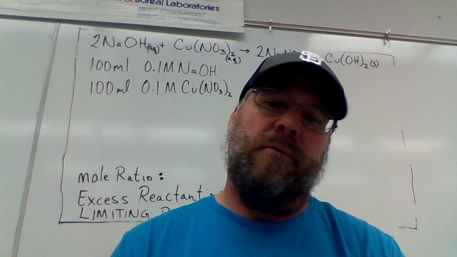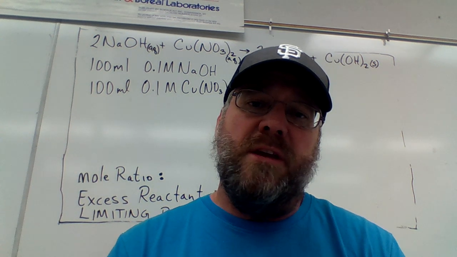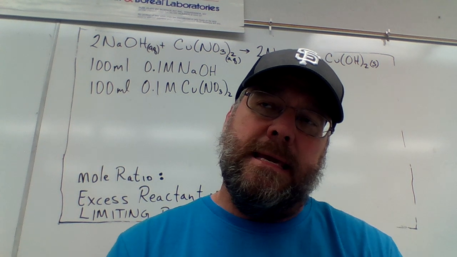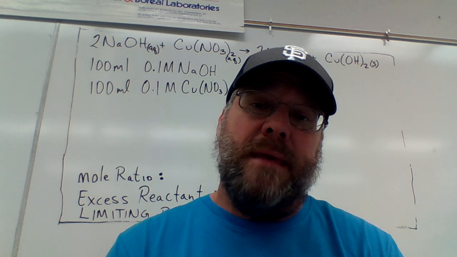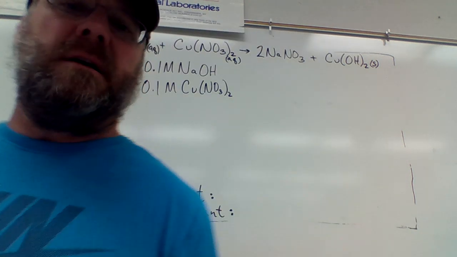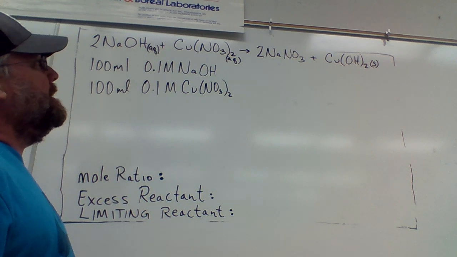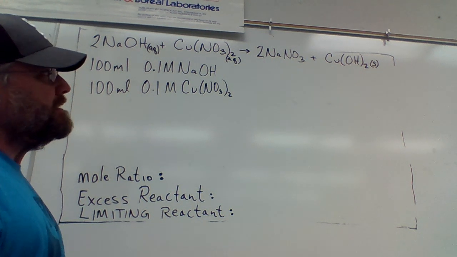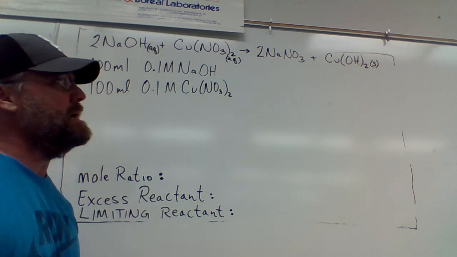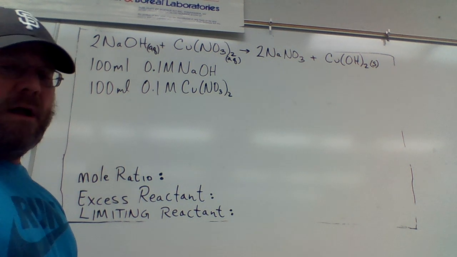And I can do that really quick by looking at the equation that was given to us in the chem catalyst. So let's look at that real quick. We've got two sodium hydroxides coming together with a copper nitrate to make two sodium nitrates and one copper hydroxide.